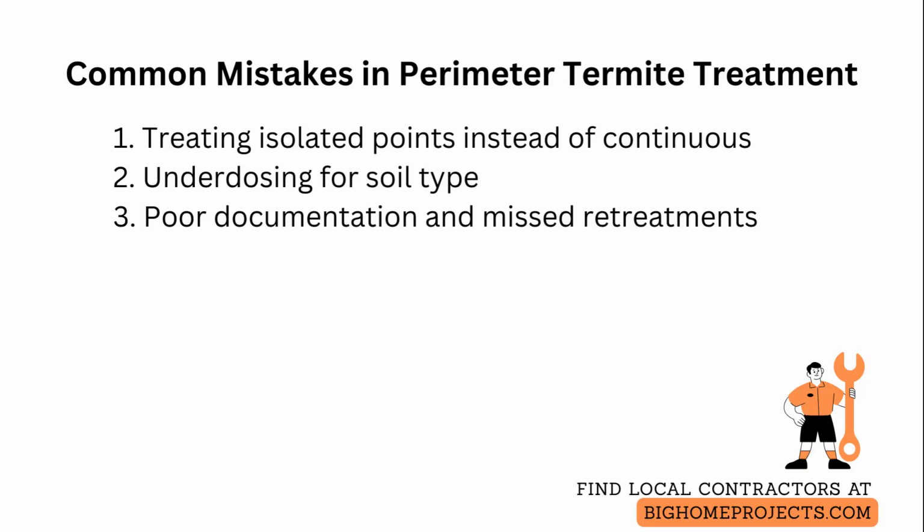A third problem is poor documentation and missed retreatment windows, which makes future service inconsistent. Fix this by keeping dated records on file, setting calendar reminders tied to the labeled retreatment interval, and photographing treated lines for both homeowner communication and regulatory compliance.